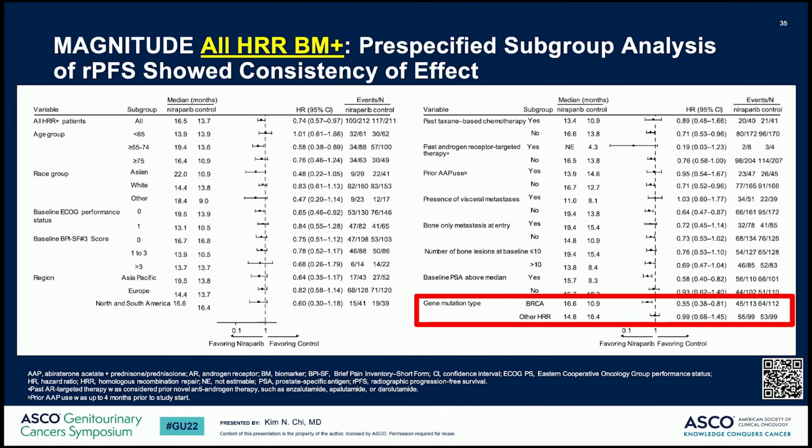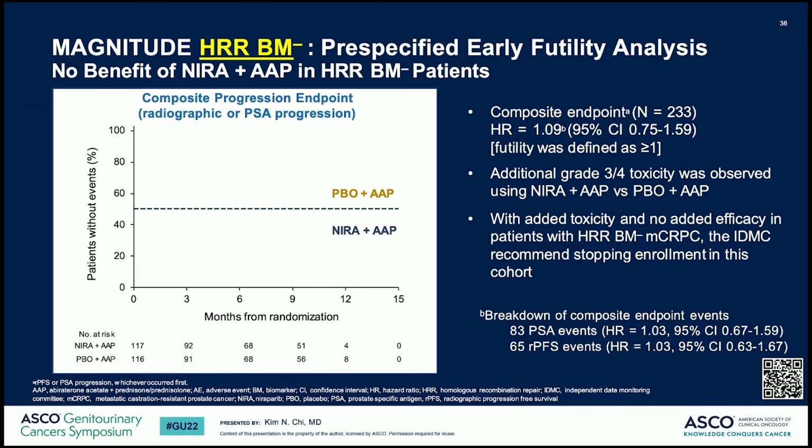And as we would have seen in other situations, in pre-specified groups, there is a big difference in those patients who are BRCA positive. However, this concept of synergy by trying to further anti-androgens along with the PARP inhibitors really did not show any difference. So in the negatives, the pre-specified early futility analysis showed no benefit.